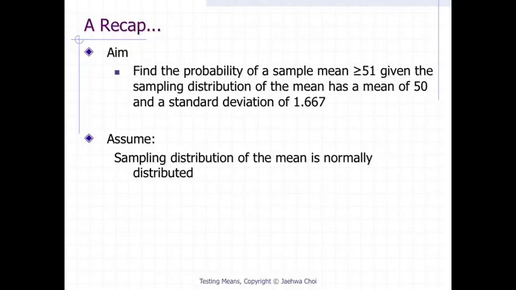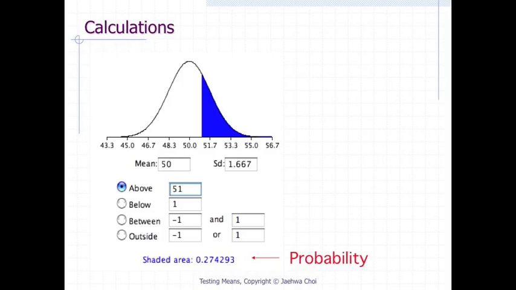To do this, we need to assume that the sampling distribution of the mean is normally distributed. We can use the normal distribution calculator to find the probability. Type in the mean of 50 and the standard deviation of 1.667. The calculator then works out the area under the curve above 51. The probability of obtaining a sample mean of 51 or larger is 0.274 and is displayed here as the shaded area under the curve.